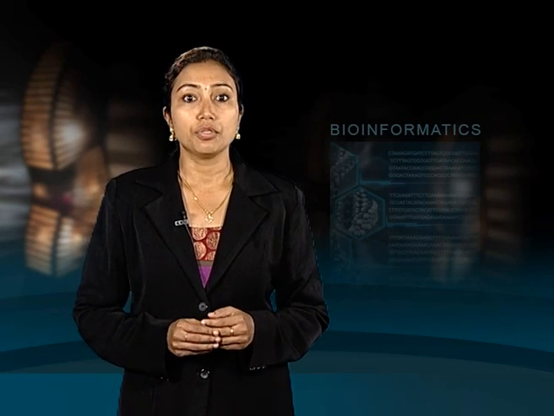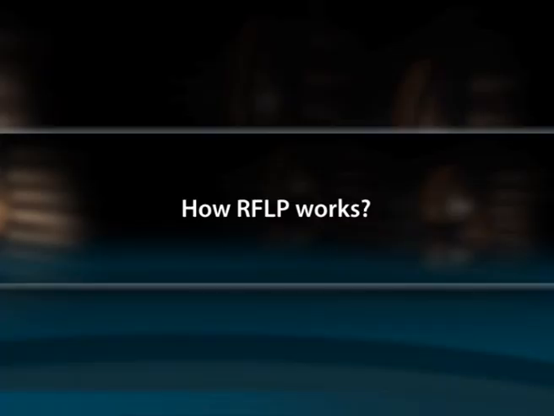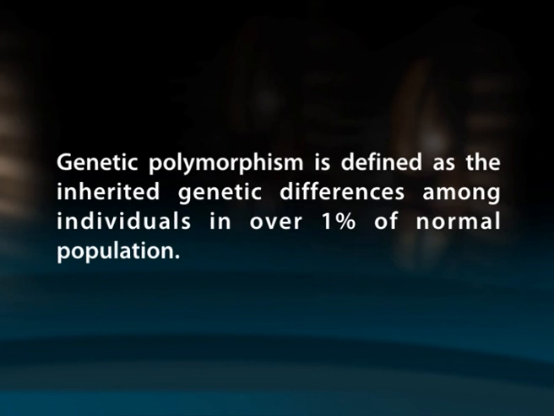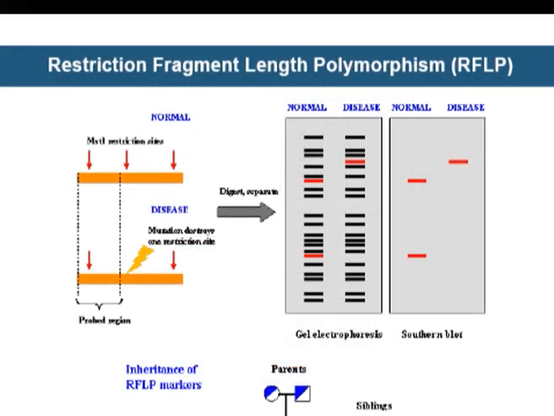RFLP is an important tool in genome mapping, localization of genes for genetic disorders, determination of risk of disease, and paternity testing. How does RFLP work? Genetic polymorphism is defined as the inherited genetic differences among individuals in over 1% of the normal population. The RFLP technique exploits these differences in DNA sequence to recognize and study both intraspecies and interspecies variation.